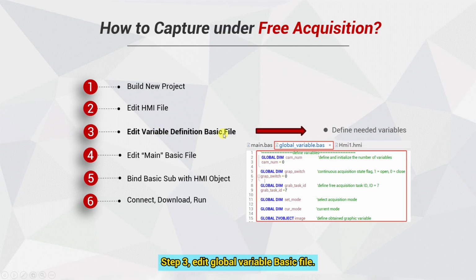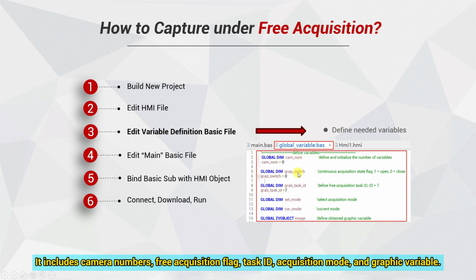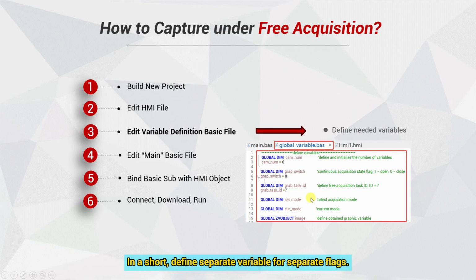Step 3, edit the global variable basic file. That is, define and initialize global variables. It includes camera numbers, free acquisition flag, task ID, acquisition mode, and graphic variable. In short, define a separate variable for separate flags. We will check them in detail one by one.